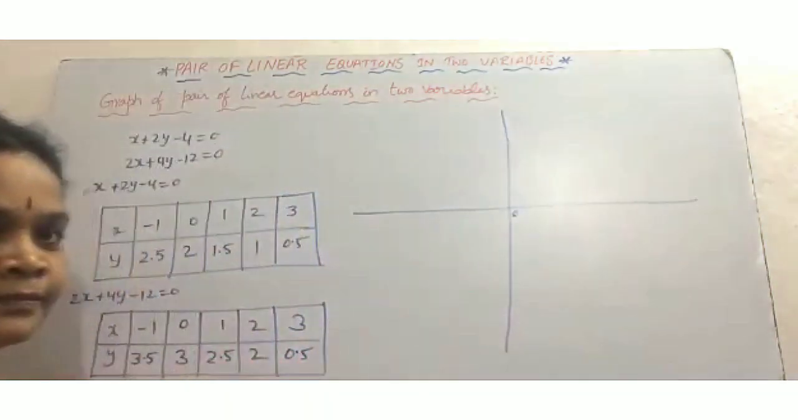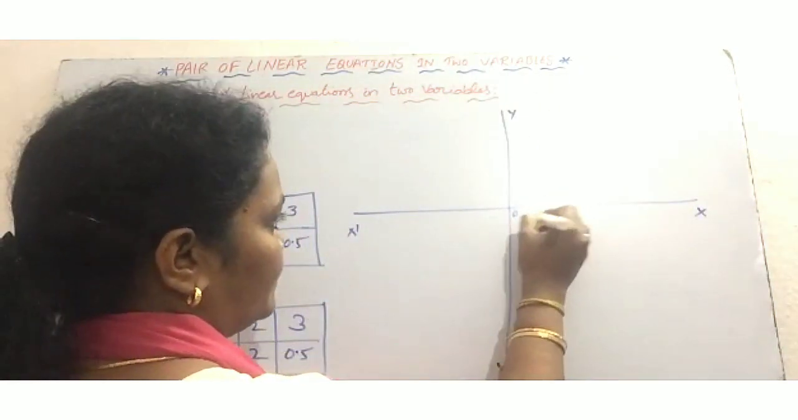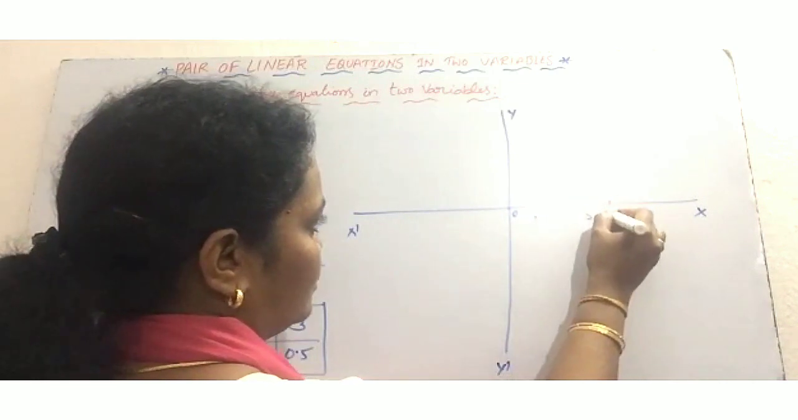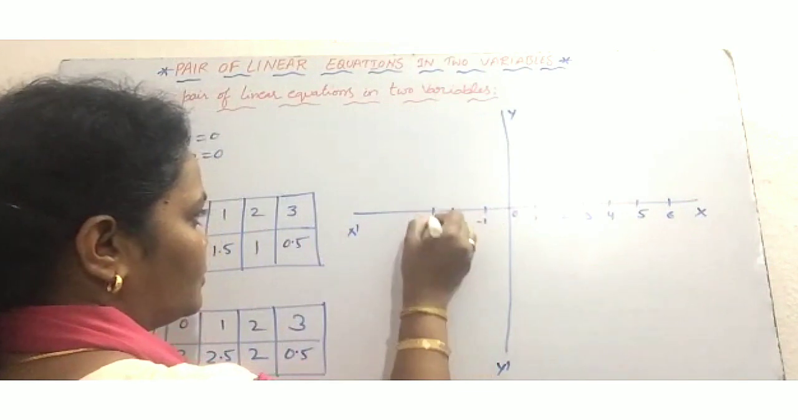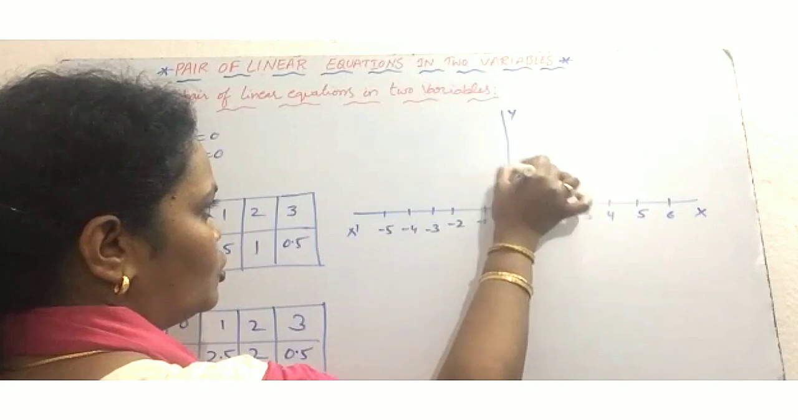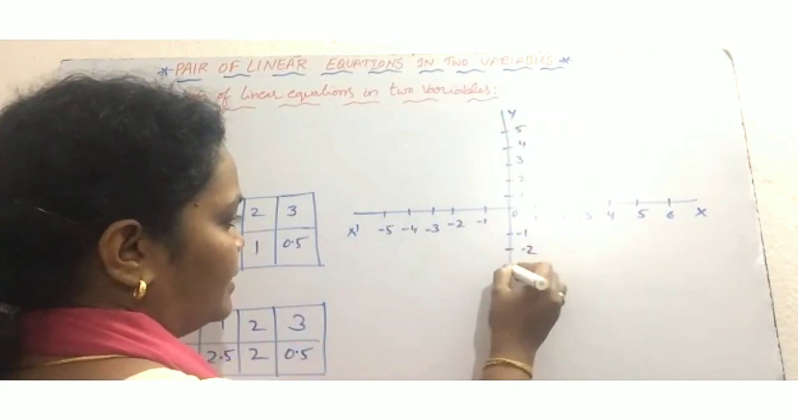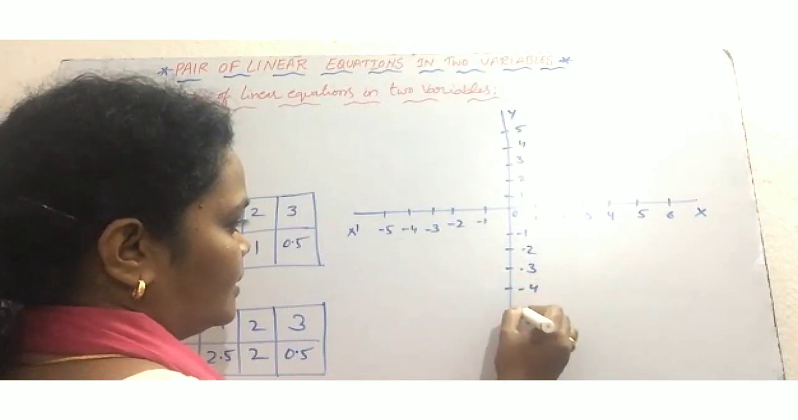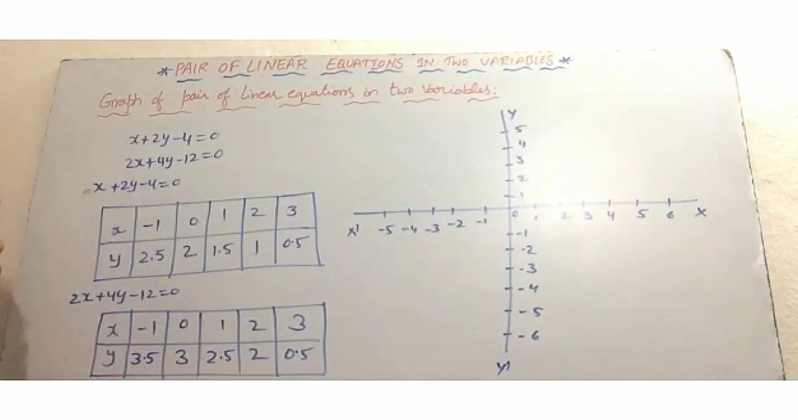This is 0, then x dash and y dash, 1, 2, 3, 4, 5, 6, and here minus 1, minus 2, minus 3, minus 4, minus 5, 1, 2, 3, 4, 5, minus 1, minus 2, minus 3, minus 4, minus 5, and minus 6. Now we plot the points.